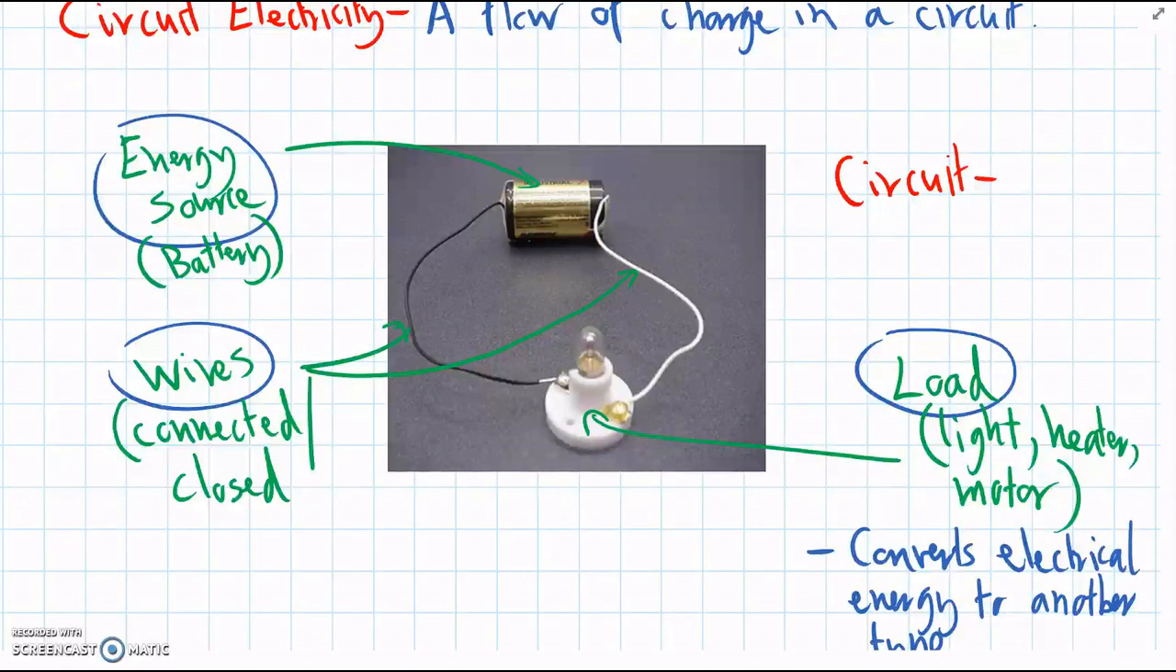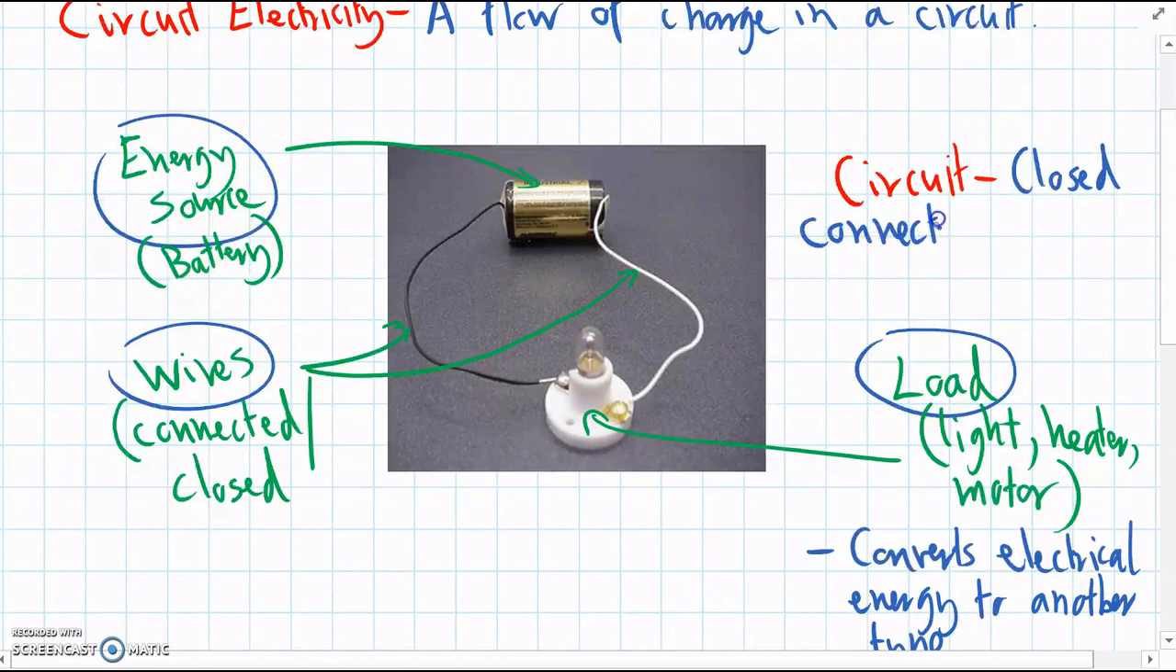So overall, if we want to define what a circuit is, we can say it's a closed or connected pathway, completely connected, a closed connected pathway for electrons to travel through.